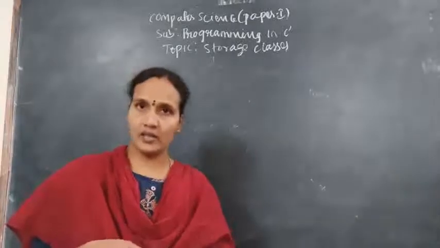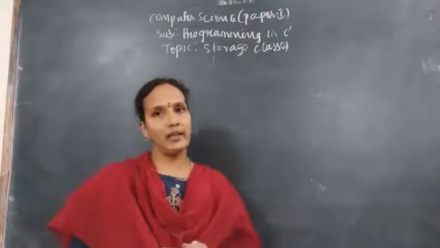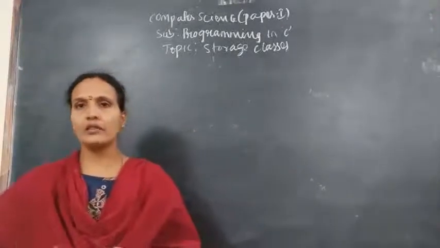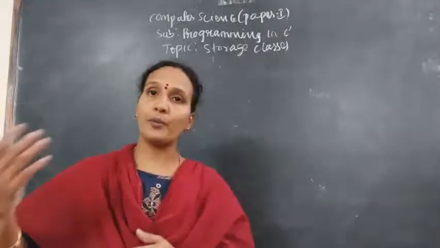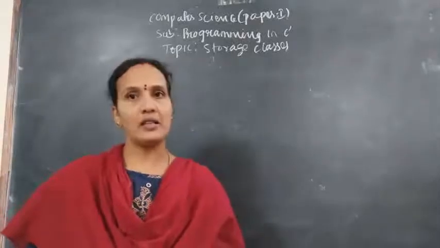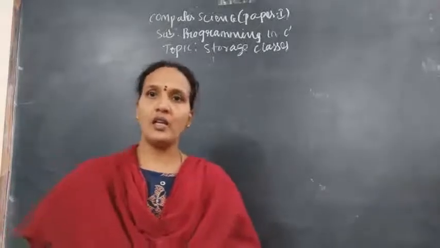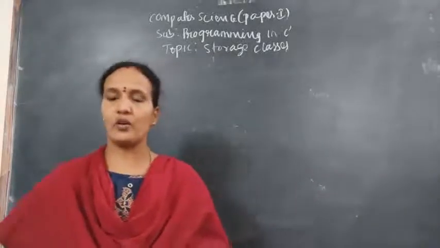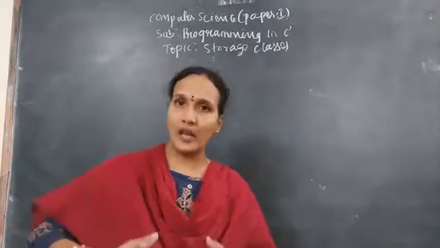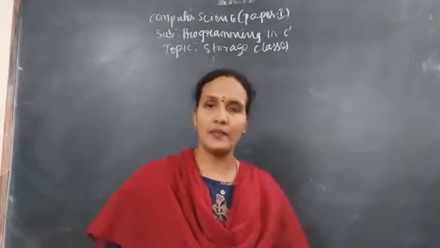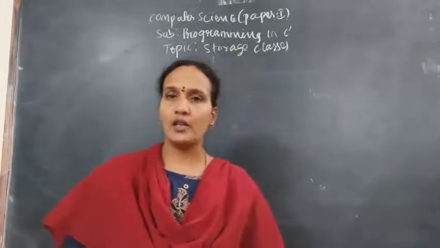The second one is extern. If you want to take a variable from any other program, then we declare that variable as extern. The third one is static. If you want to keep a variable in the memory throughout your program execution, you can declare the variable as static. Now the fourth one is the register variable. If you want to store a variable as a register, it means that variable is executed very fast compared to the remaining ones. Okay, so this is about your storage classes. Understood? Thank you.